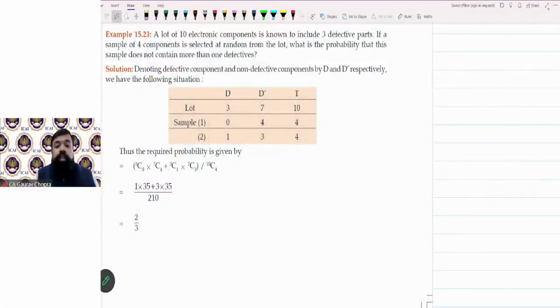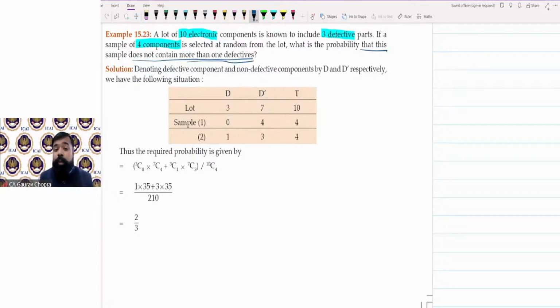Okay, so let's begin with the next example, guys. 15.23. We can start now. A lot of 10 electronic components is known to include 3 defective parts. Now we are having 10 components, and out of these 10 components, 3 are defective. If a sample of 4 components is selected, now out of these, we are selecting 4 components at random from the lot, then what is the probability that this sample does not contain more than one defect?